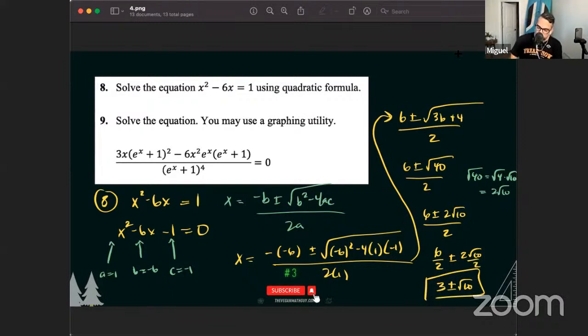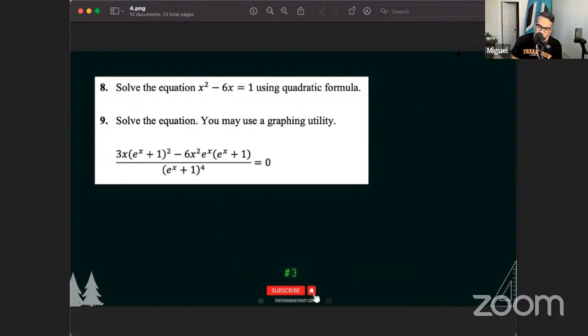Okay. Number 9, that one's interesting. So we want to, they set this equal to 0. So this is really, they're asking for the x-intercept. So a few things. Hopefully you can see that every single term here has an e to the x plus 1 in common.